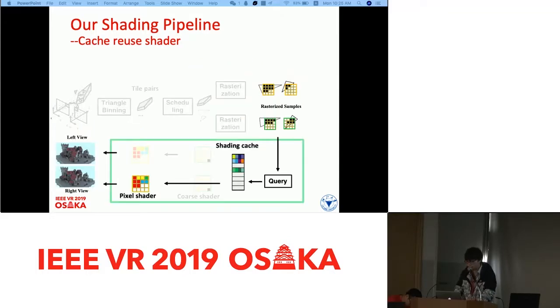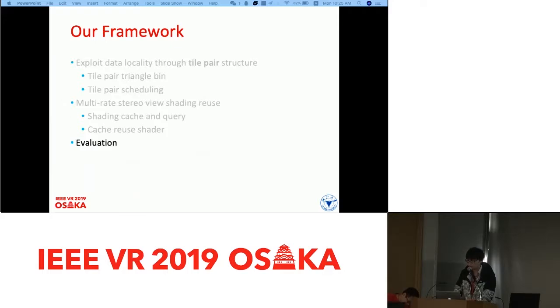So once the shading cache query succeeds, we will invoke a cheap cache reuse shader to check whether the queried value could be reused or not. If it could be reused, we resample the cached shading result to per pixel shading results. Otherwise, we still need to compute the coarse shaders. We have described the 2 most important design choices of our pipeline. Now let's show some evaluation of the new pipeline.